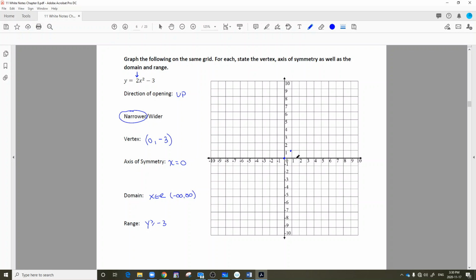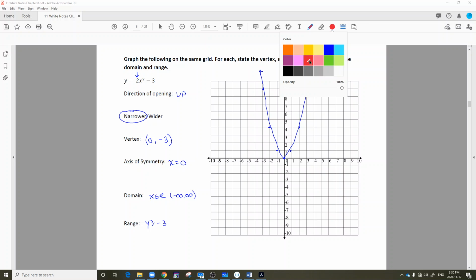So you go over 1 up 1, over 2 up 4, over 3 up 9, and then you do that same on both sides. This is my y equals x squared graph. So if I was to do this in order, what I would now do is multiply by 2. So you see you've got your x squared. Now you're going to multiply that value by 2.